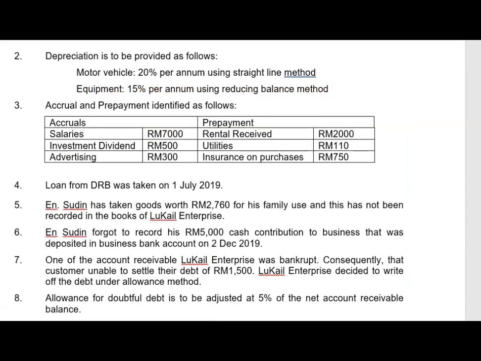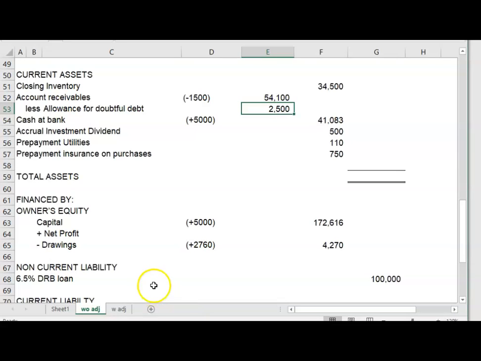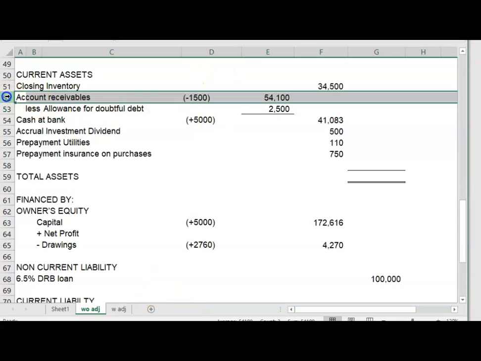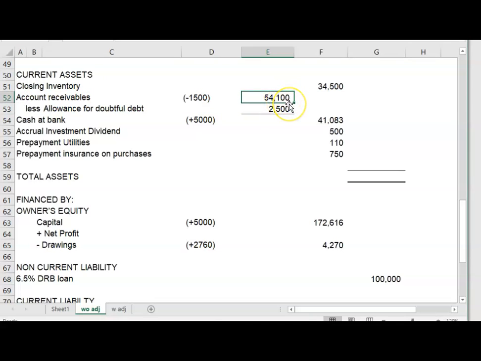Now, the next step is to calculate the new allowances for doubtful debt to be carried forward to the next year. It says here, allowances for doubtful debt to be adjusted to 5% of the net accounts receivable balances. Net means already deducted with any bad debt recognized for the year. So just now, if you go to your answer, you have already deducted 1,500. So this is actually the amount of net account receivable.